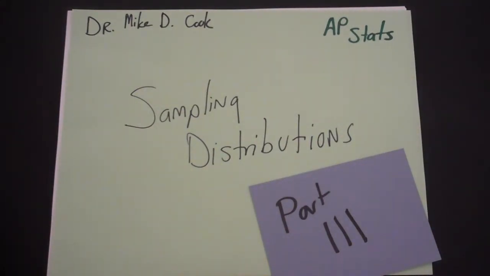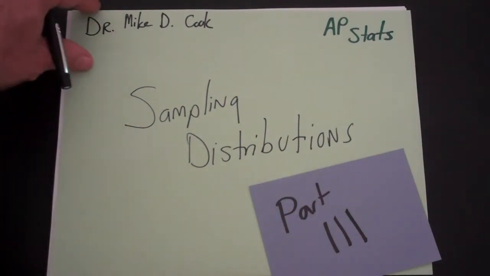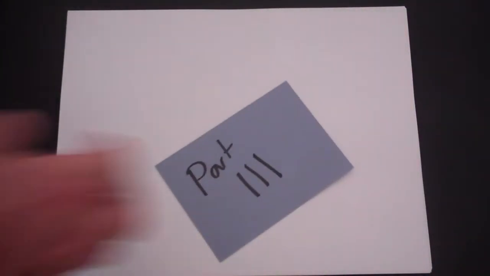This is the third in a series of videos on sampling distributions. And in this one, what we want to talk about is properties of estimators.